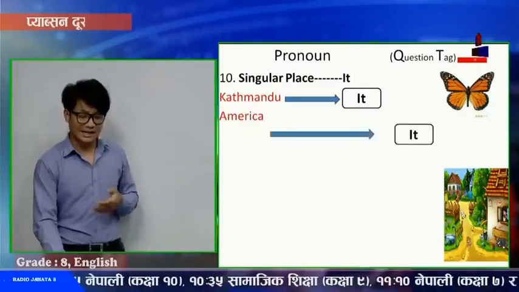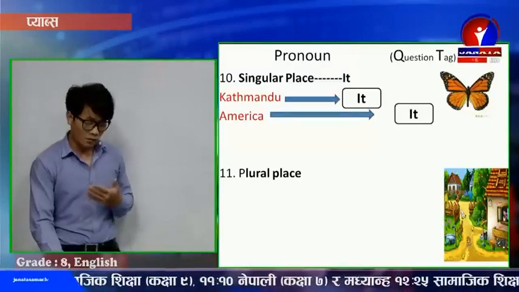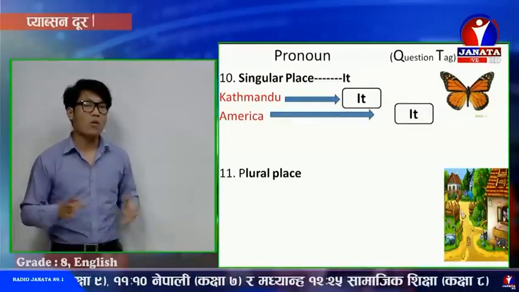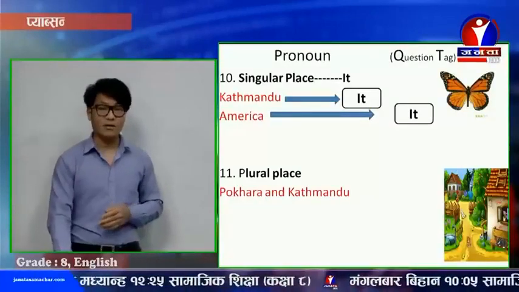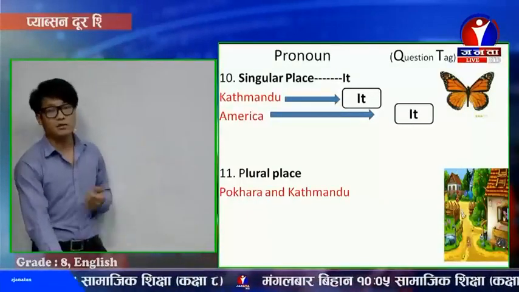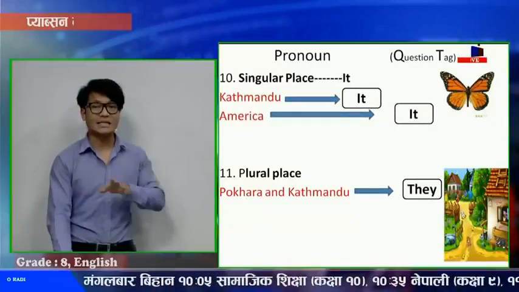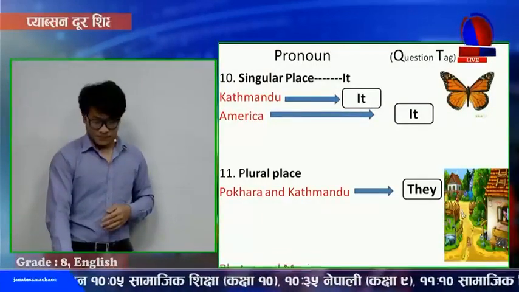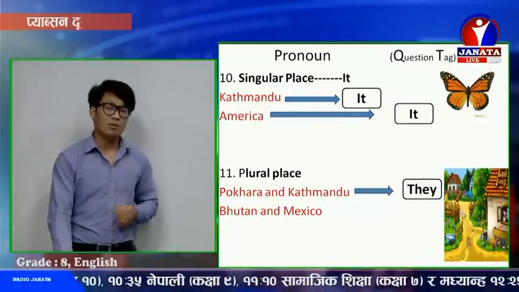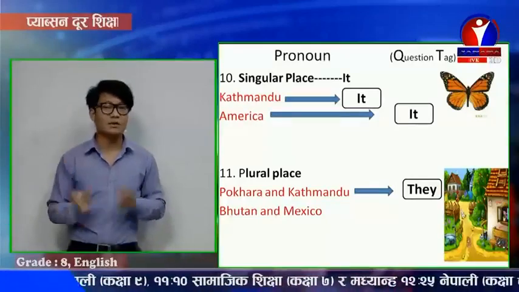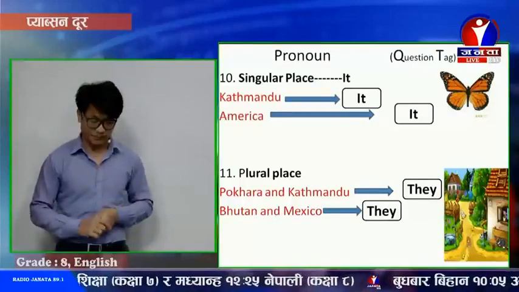America, we use "it" as the pronoun. For plural places, when there is more than one name of a place, we use "they" as the pronoun. Like Pokhara and Kathmandu: here are two names of places, so that's why we use "they" as the pronoun. Bhutan and Mexico: here are two names of places, one is Bhutan and next is Mexico. That's why we use "they" as the pronoun.